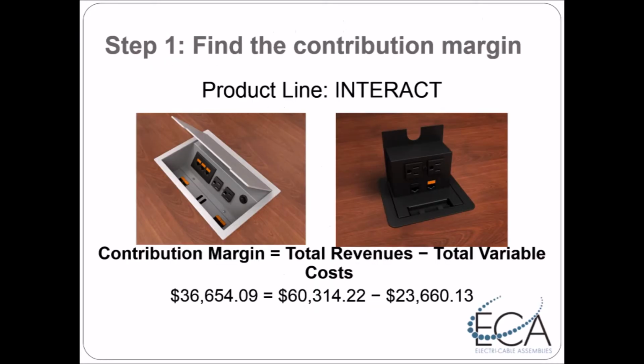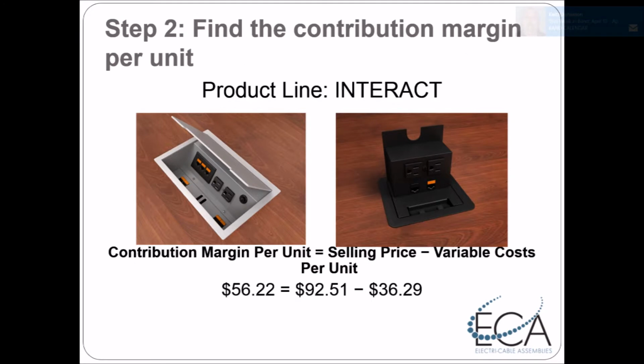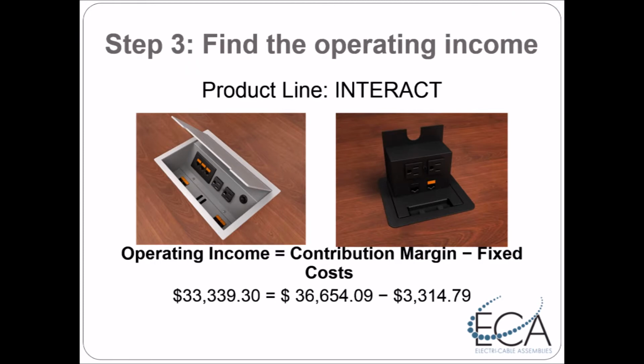Step 1. Find the contribution margin. We subtract total variable costs from total revenues, as shown here by an example of the product line Interact. This is a real-life example from electric cable assemblies. The second step is to find the contribution margin per unit. To find this, you subtract variable cost per unit from its selling price. Step 3. Find the operating income. To find the operating income, you take the contribution margin and subtract fixed costs.